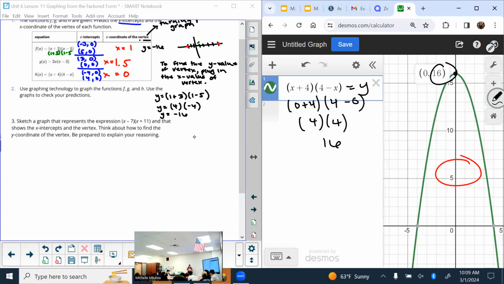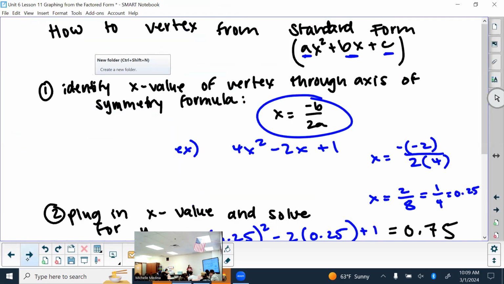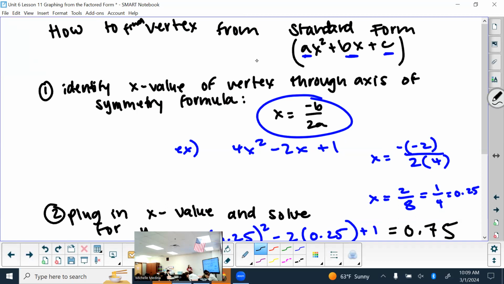All right, I also have to tell you how to find the y value from standard form. So I'm gonna have you write down these steps. On the back side, you have a whole blank sheet. You are writing down how to find the vertex from standard form. And remember, standard form is the one that looks like ax squared plus bx plus c. How to find vertex from standard form. Because that's important too.